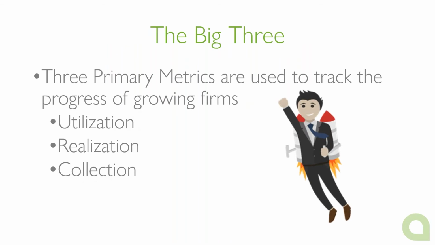Okay, so, talking about those big three key performance indicators that Actionstep has found most growing firms are tracking and increasing. Those are going to be utilization, realization, and collection.